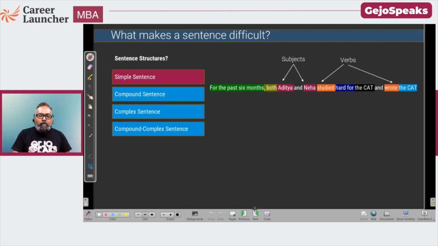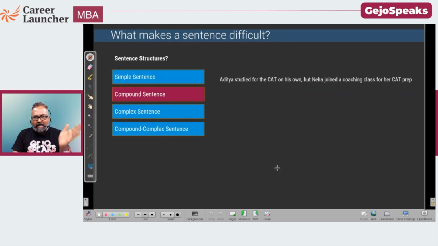So when you look at a compound sentence, essentially it must have two independent clauses. That's what that means. Independently. So you've got two parts which are connected by a conjunction, and each of these two parts is independent, so it can stand alone as a sentence. So here, Aditya studied for the CAT on his own, but Neha joined a coaching class for CAT prep. Those are two independent clauses.